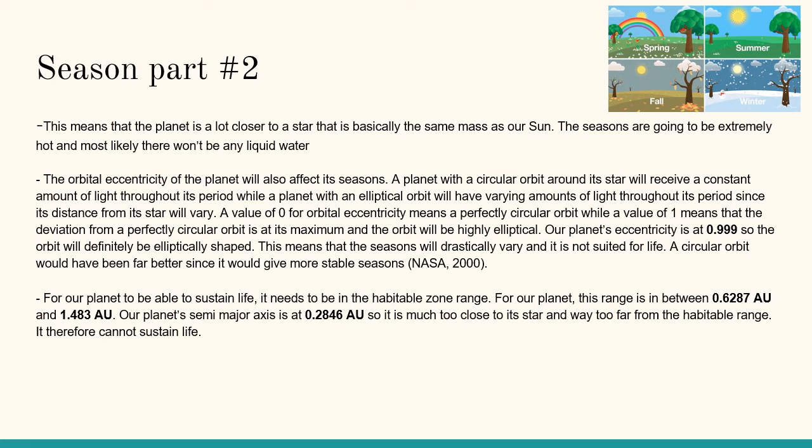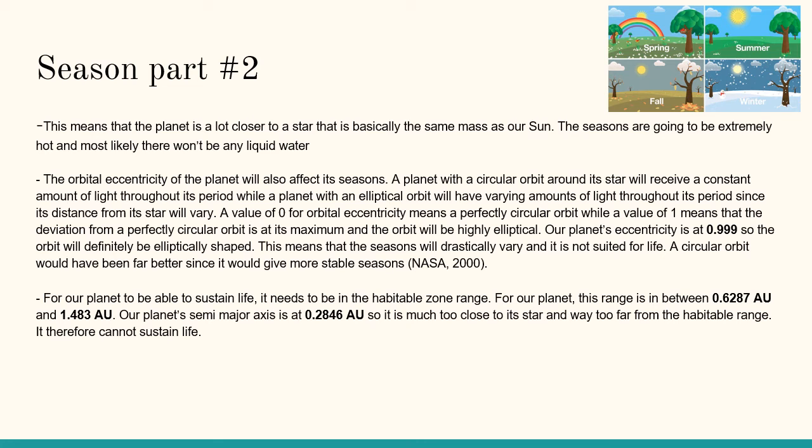The orbital eccentricity of the planet will also affect its seasons. A planet with a circular orbit around its star will receive a constant amount of light throughout its period, while a planet with an elliptical orbit will have varying amounts of light throughout its period, since its distance from its star will vary. A value of 0 for orbital eccentricity means a perfectly circular orbit, while a value of 1 means that the deviation from a perfectly circular orbit is at its maximum and the orbit will be highly elliptical.